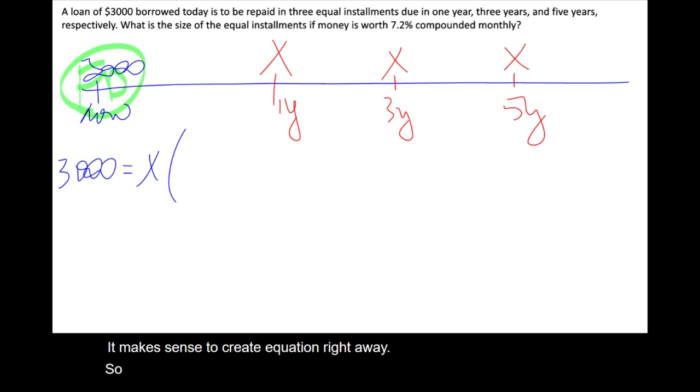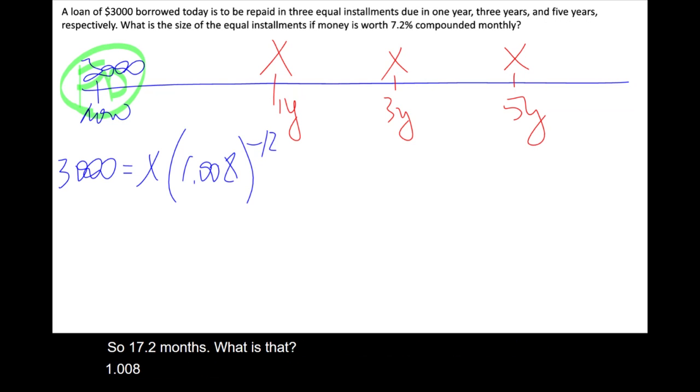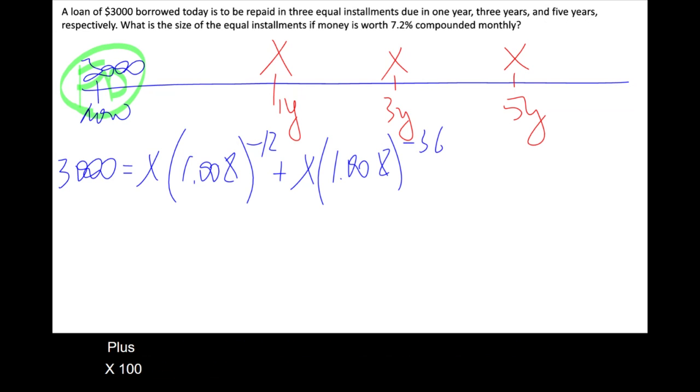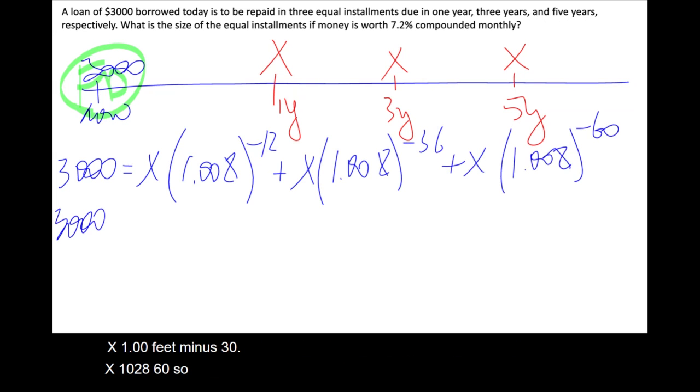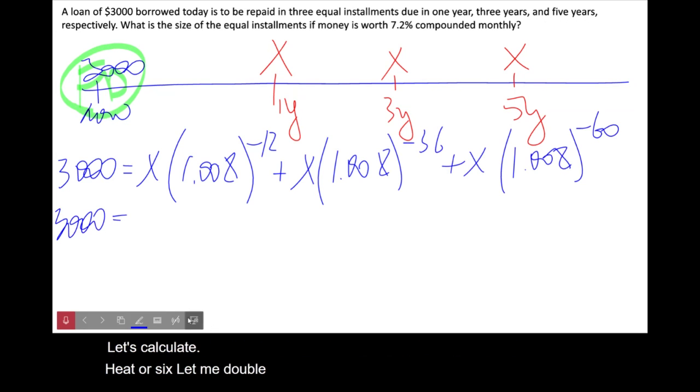So 7.2% monthly, what is that? 1.006 to the power of minus 12. Okay, plus x times 1.006 to the power of minus 36, plus x times 1.006 to the power of minus 60. So 3,000. Let's calculate. Let me double check.